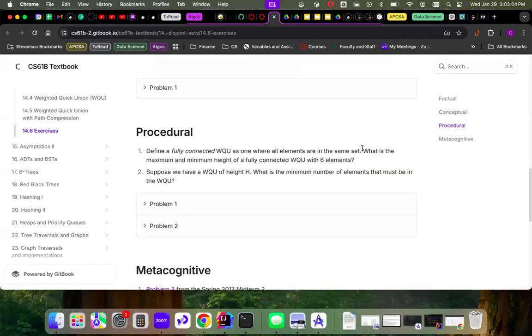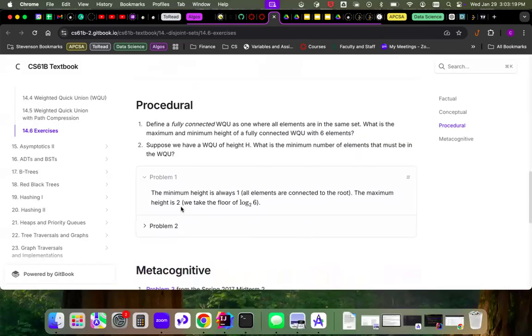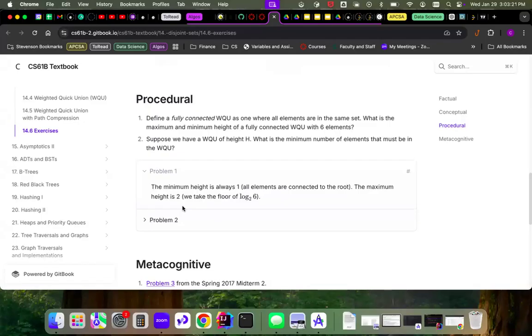I'm pretty sure it's 2 or 3. No, it's 2, right? It's 2 or 3. I don't know what to do with the decimal in the log. Oh, no, it's 2. Minimum height is always 1. Maximum height is 2, log base 2 of 6.